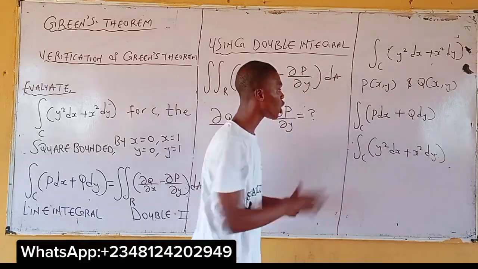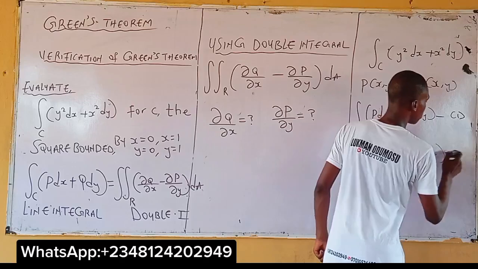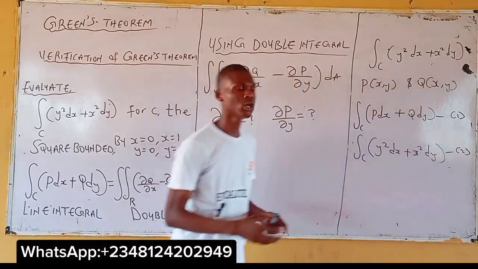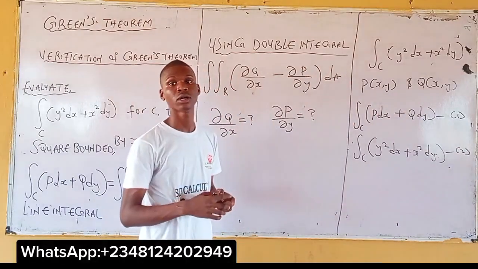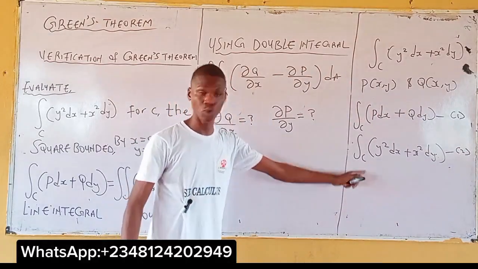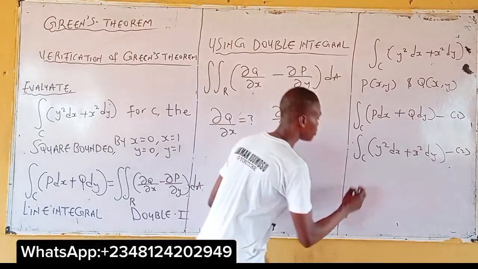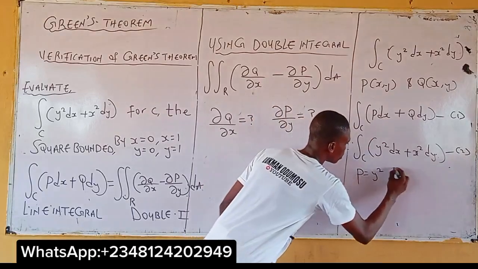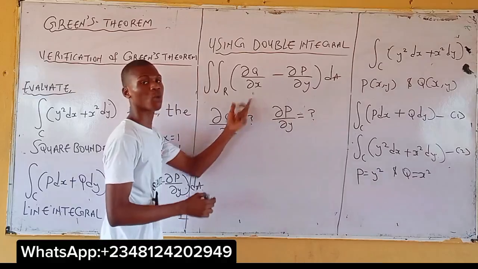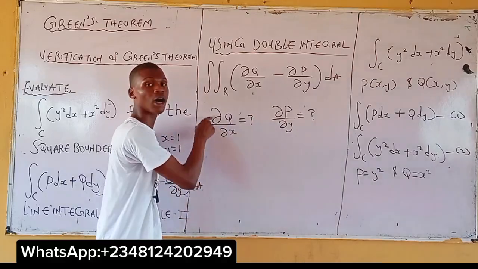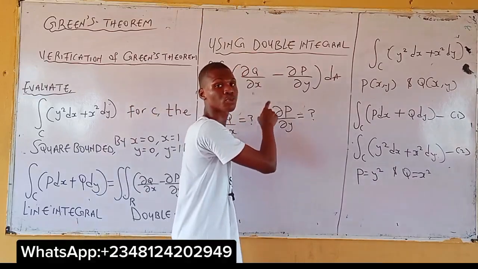Doing the comparison, what's P, what's Q? Call this one 1, call this 2. Compare 1 and 2. What's the function of P and what's the function of Q? P is equal to y squared, and Q is equal to what? x squared. Now come back to this double integral. What do you need? What are the unknowns? The partial derivative of Q with respect to x, the partial derivative of P with respect to y.